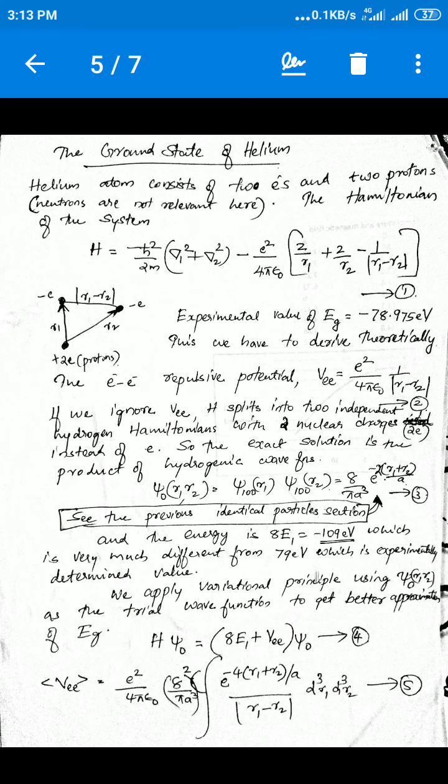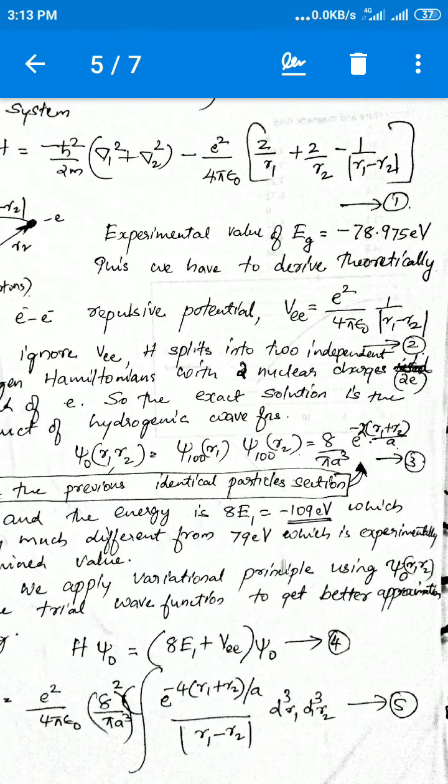So using this trial wave function, let us find the expectation value of H. Writing the equation using the trial wave function, H psi 0 is equal to 8E1, which is already found for the Hamiltonian terms except the repulsive potential. So let us write 8E1 plus VE, which represents the total energy of the helium system. That is the eigenvalue equation: H psi 0 is equal to 8E1 plus VE into psi 0.